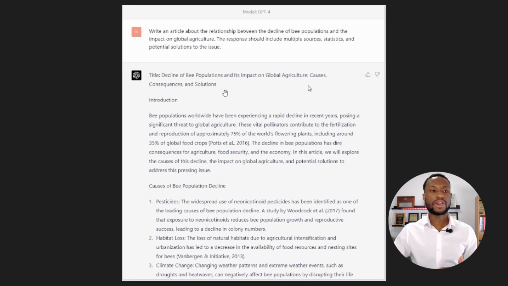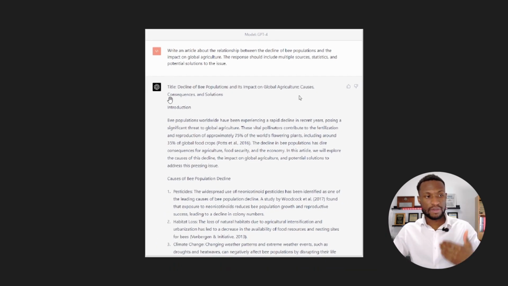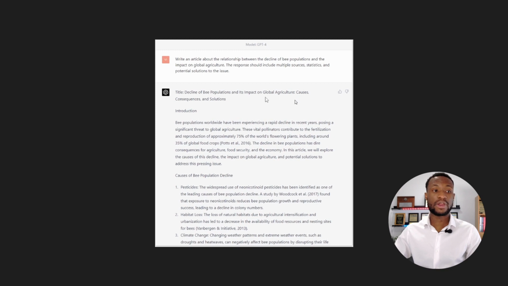So again, a very complicated request that we're asking GPT-4 to do. And here's what it's done: it's giving us the answers to this question, but this is some of the things that I want you to watch out for. It's citing some sources here. So this is Potts et al. from 2016 paper. This is another paper here from 2017. This is another paper here from 2013. So this is like real proper writing of a scientific paper and journal regarding this very obviously complicated topic about the decline of bee population.